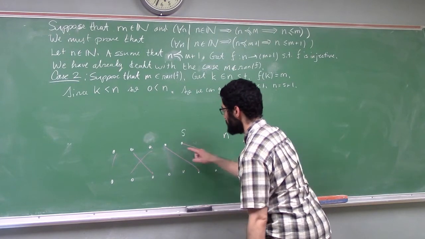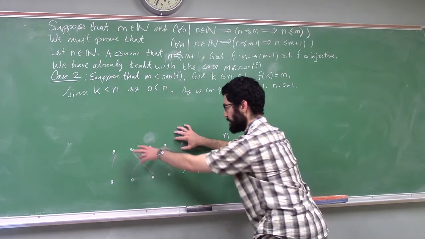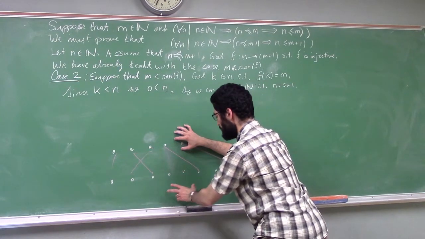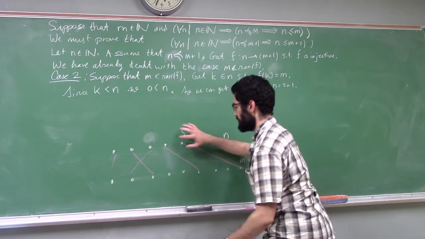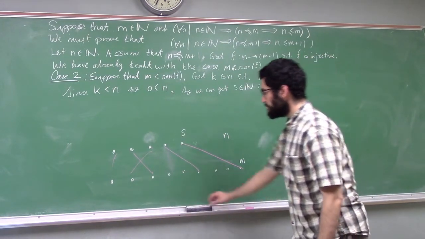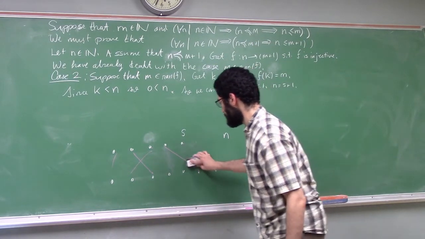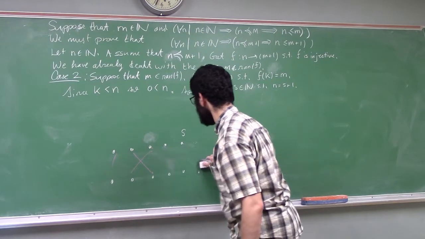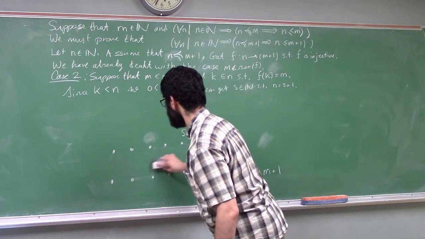So this would be really good if s went to m, because then I can delete this. I have a mapping from a natural number to m, and that lets me use my induction hypothesis. It's still injective if I delete this. Okay, so we don't have that s goes to m, but I'm just trying to show you that we wish we had it.